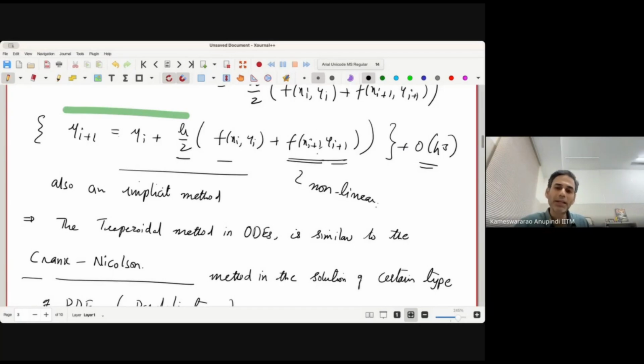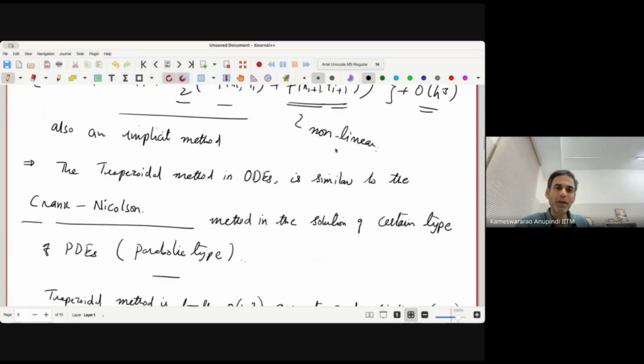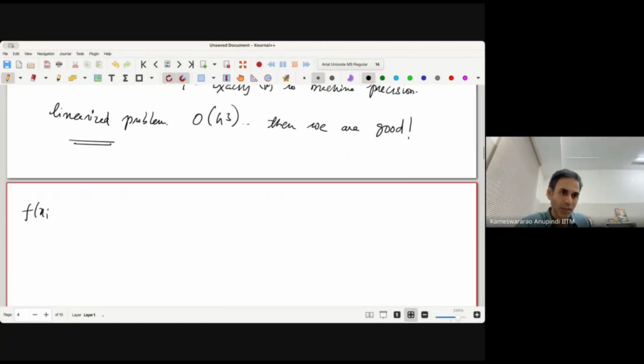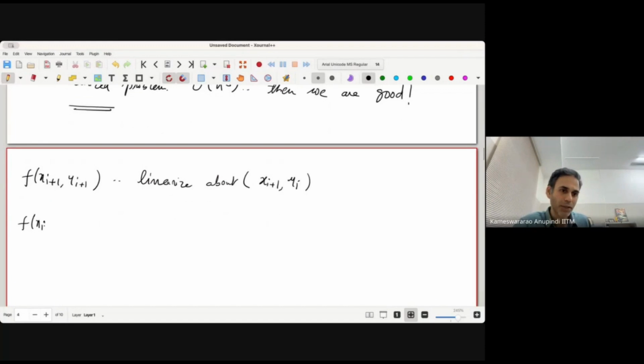We're going to now linearize this f of xi plus 1, yi plus 1 about xi plus 1 and yi. So that's going to give me f of xi plus 1, yi plus 1 equals f of xi plus 1, yi plus, we get yi plus 1 minus yi. See here we're getting yi plus 1 minus yi.